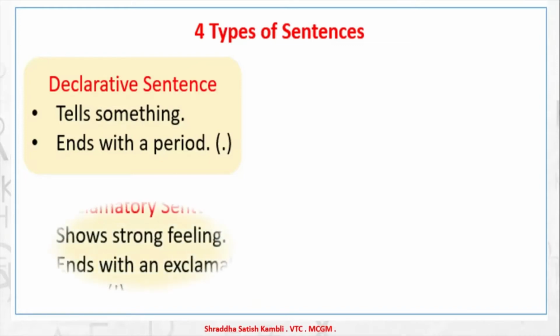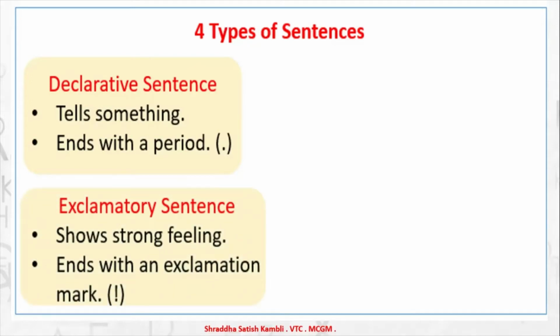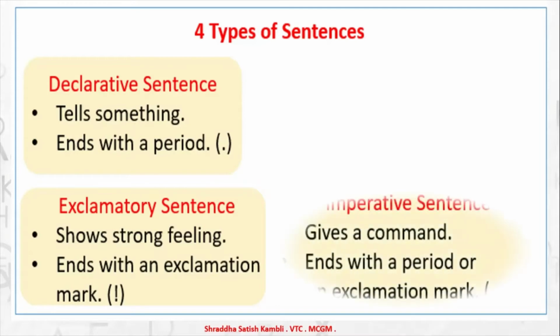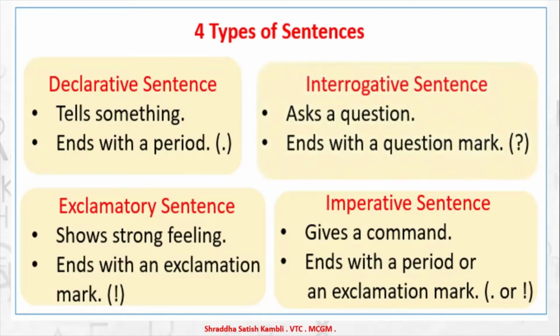The second kind of sentence that you have is an exclamatory sentence, like I told you. It shows strong feeling. Now, this feeling could be negative or positive. It also ends with an exclamation mark. Next you have an imperative sentence. An imperative sentence gives a command. It orders you to do something. Sometimes it could end with a period or sometimes with an exclamation mark. And finally, we have the kind of sentence that we're going to learn about today, and that is the interrogative sentence. Interrogative sentence means it always is a question.